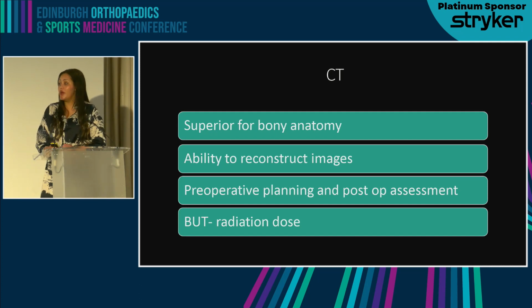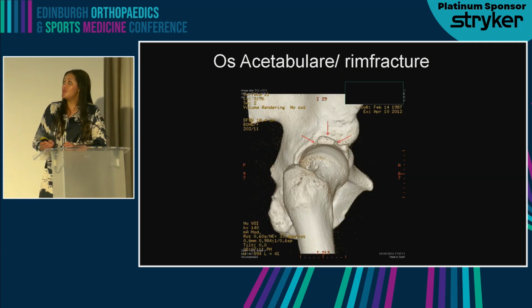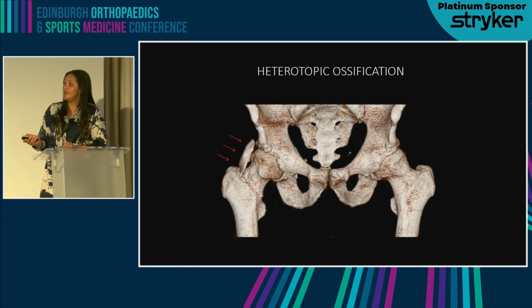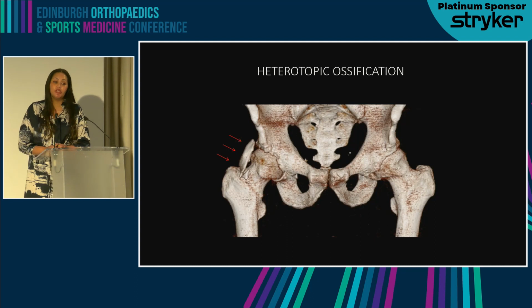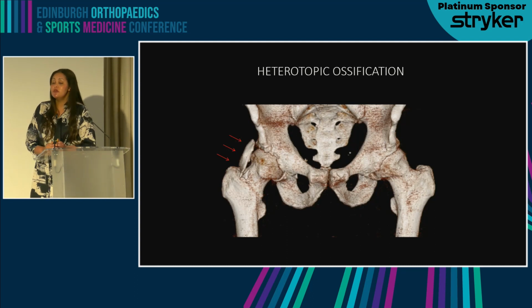Downside, obviously, is having a radiation dose. This is a rim fracture, so some people refer to it not as acetabular, but actually a rim stress fracture that you can see there. And you get a nice volumetric 3D image with that. This is another example of a reconstruction with heterotopic ossification used for preoperative planning.